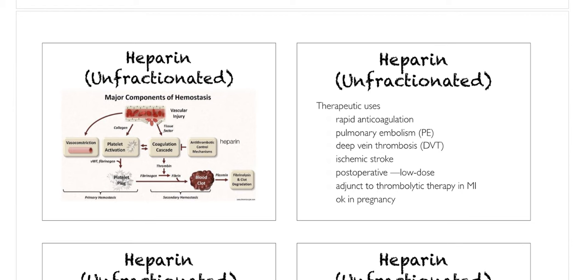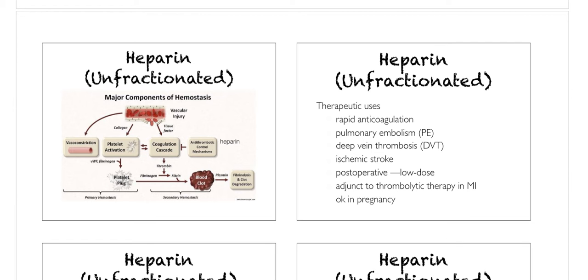medication for this. We'll also give it prophylactically, post-operatively in a low-dose form, because a lot of post-operative patients are going to be supine or still in bed for a long time, and that's a risk for developing a clot. And this way we can just ensure that they don't have clot development. We also use it adjunctively with thrombolytic therapy in MIs.